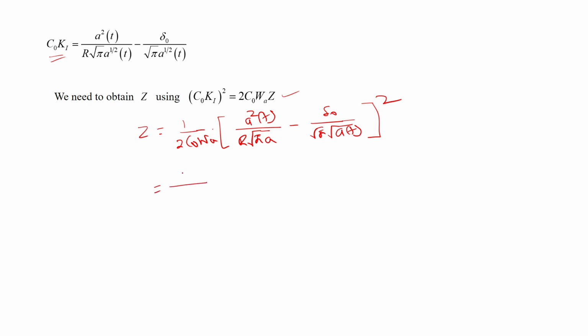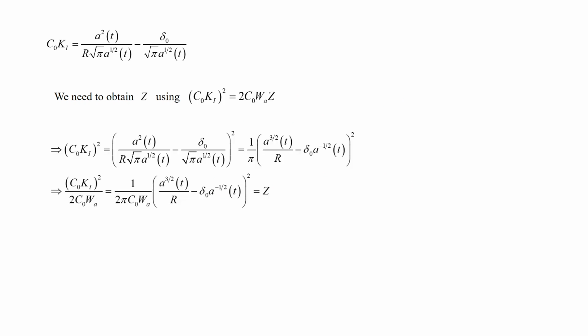So, here it goes as 1 by 2 C0 and square root of pi is square. So, I think I can take it out, pi W a, and then here it will be a to the power 3 by 2 t by r, and minus this is delta 0 by square root of a to the power 1 by 2 t, like this. So, this is the expression for z, and if you remember that we had some relation of z with respect to some quantity called lambda z and all that.